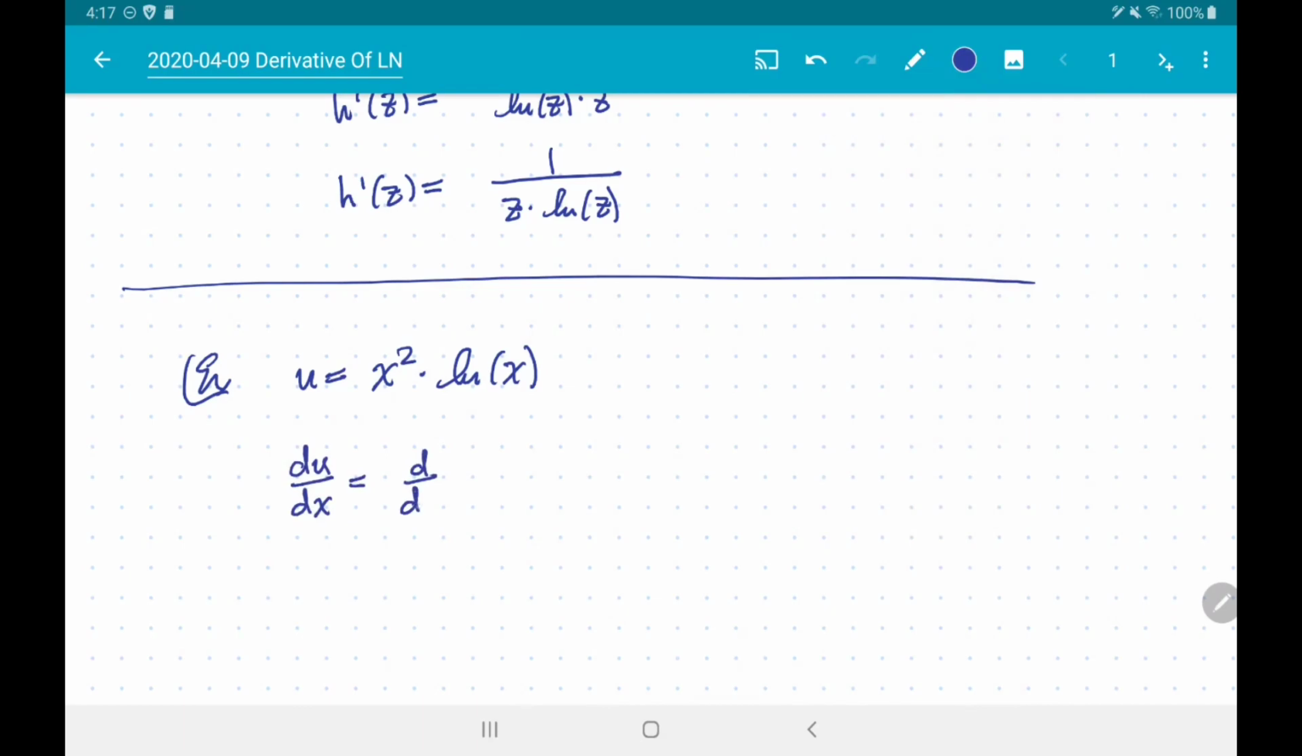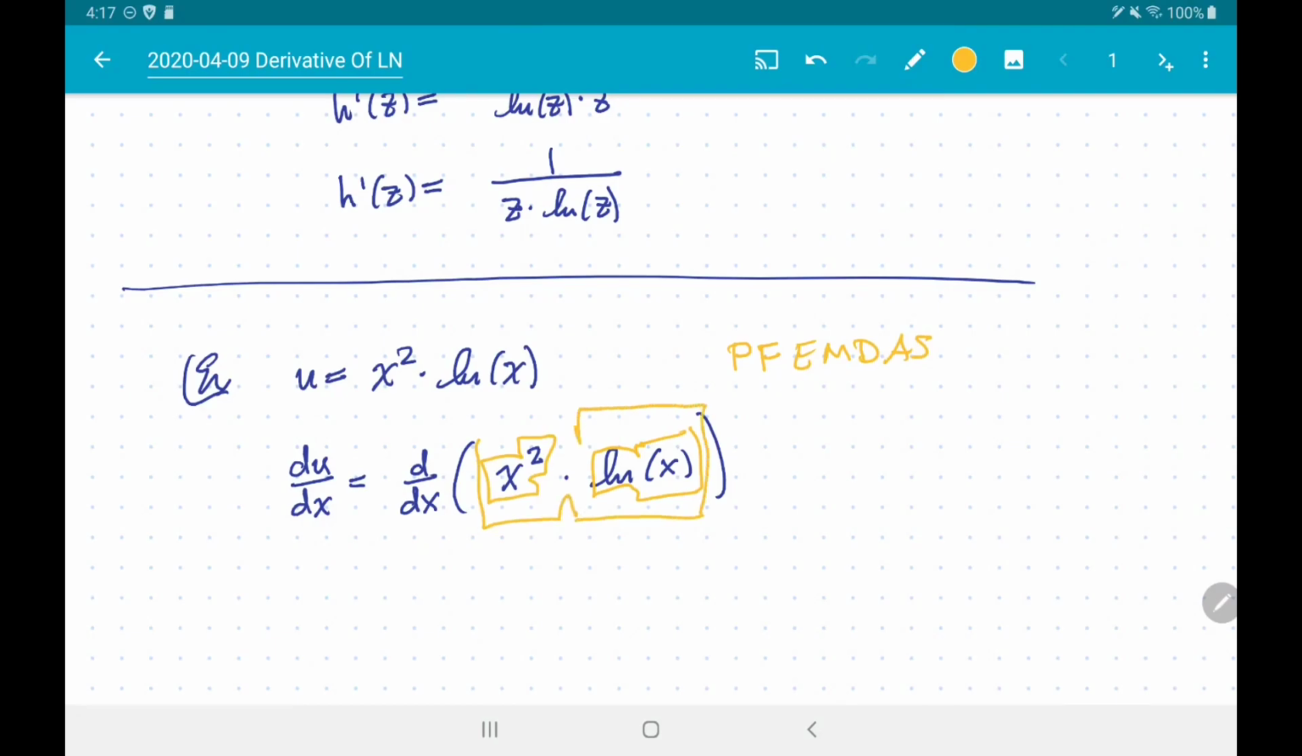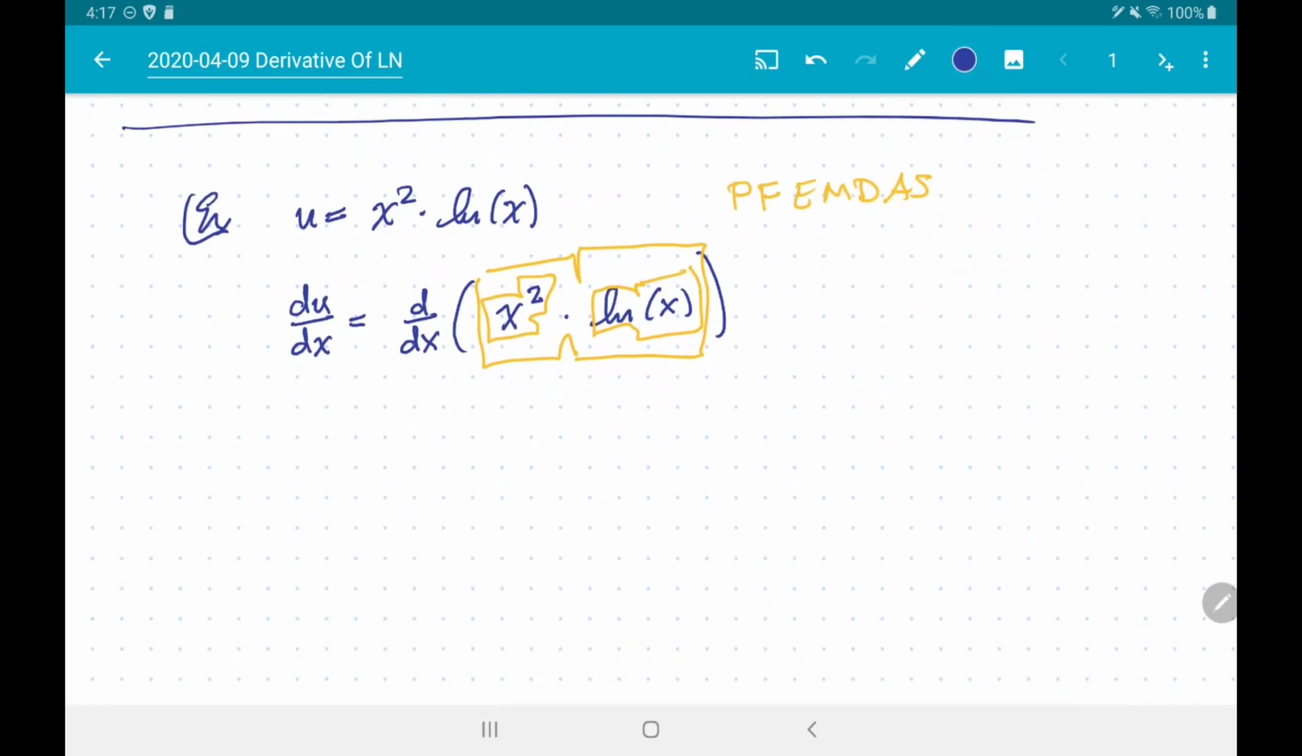The derivative of u is the derivative with respect to x of its formula. If you go through and, oops, I left out the e, p, f, e, m, d, a, s. So this function application happens early. The exponent happens early. The last outermost operation is that multiplication, which means we need the product rule to start with. Take a moment and work out the product rule for this derivative.